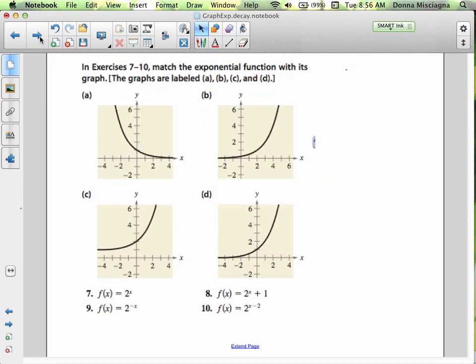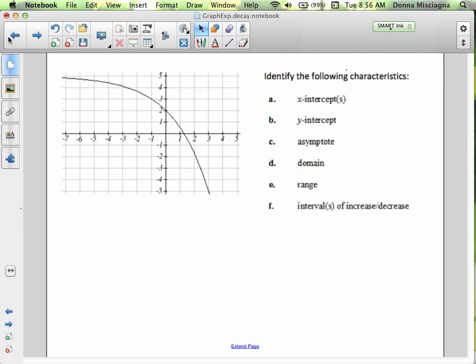So I think next one's my last one. Let's identify the following characteristics. The x-intercept. Anybody at the green table? Is it like 1.5? A little bit less. Maybe like 1.25. Yeah, something like that.